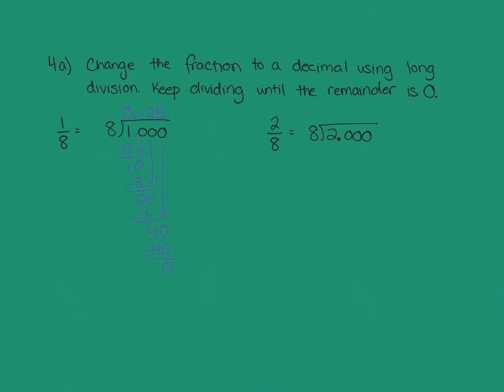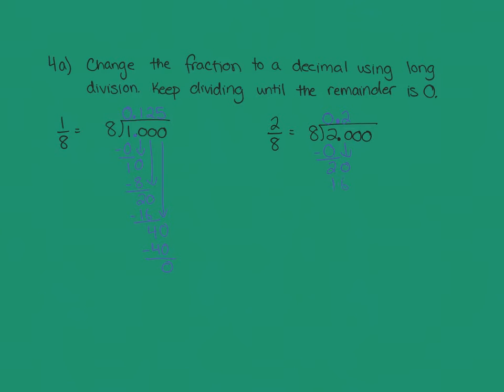Now we're going to do the same process, but with 2 8s. So 8 goes into 2 0 times. 0 times 8 is 0. Take away equals 2. Now, as I bring the next number down, I'm going to include the decimal as well. 8 goes into 20 2 times.